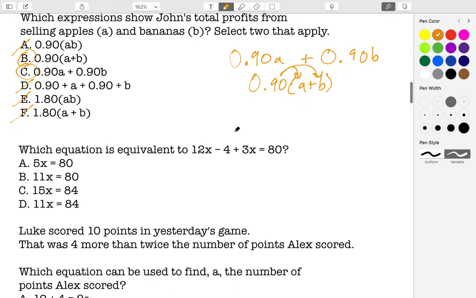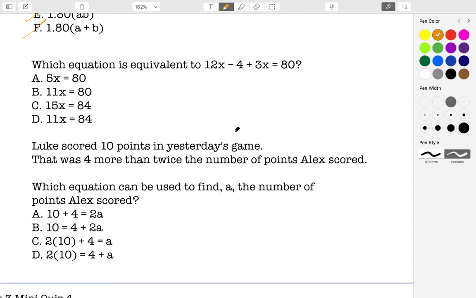All right, which equation is equivalent to 12x minus 4 plus 3x equals 80? Now you need to know two things, like terms and inverse properties. Okay, so what is a like term with 12x? 3x. What's the like term with -4? 80, but they're on different sides, right? So whenever we have an equation, we build this line. 12x plus 3x is 15x minus 4 is equal to 80.